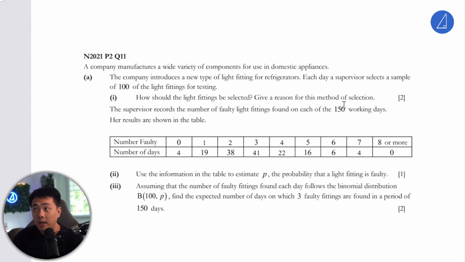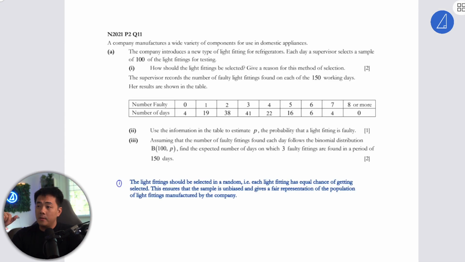Okay, so that's really important. An unbiased sample will ensure that it represents the population of light fittings, generally the entire thing which is manufactured by the company. So I'm going to just write it down and give the reason. So let's look at part 2.